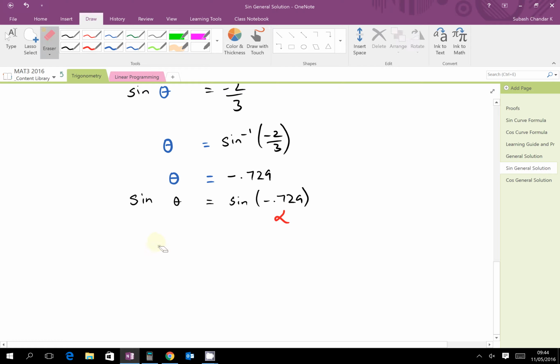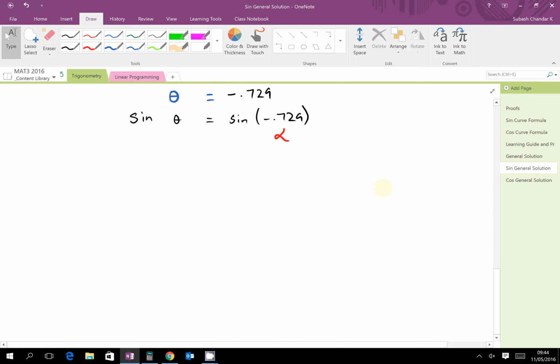Something's happening here, right? What's the rest of that equation, guys? Plus negative 1 n, negative 1 n alpha. Okay, we copy that down. We've got alpha, don't we? Alpha is n pi plus negative 1 n, negative 0.729.